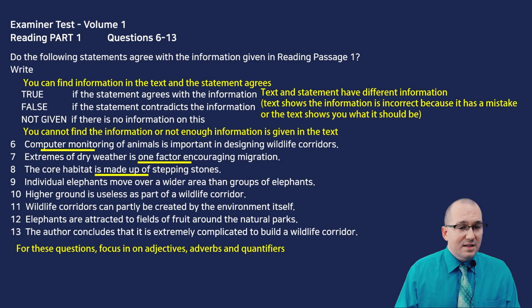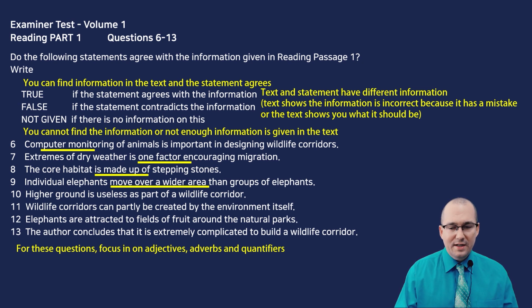For question 8, the core habitat is made up of stepping stones. Made up of, I would think of a synonym for this. And again, the idea of core habitat, habitat seems like the key word here. For question 9, again, you're comparing individual elephants, okay, are moving over a wider area than groups of elephants. So you're trying to find information about individual and groups of elephants and see if it's true, false or not given.